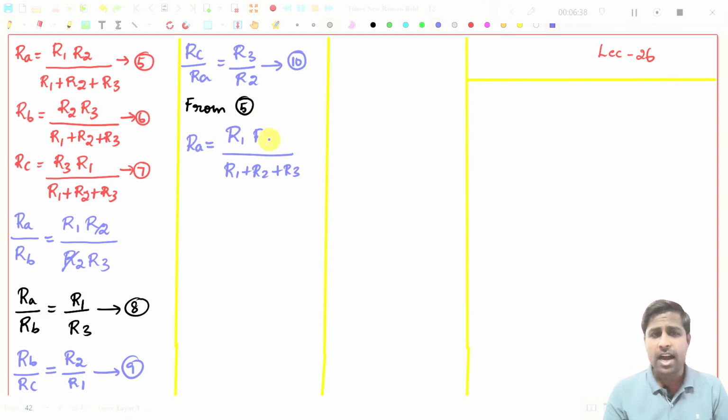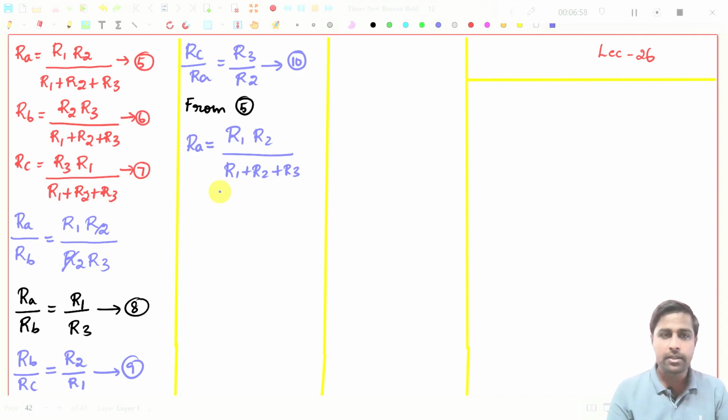See, I will keep this R1 as it is, and RA is already here, because I need R1 in terms of RA, RB, RC. So I will keep R1 as it is, but instead of R2, R3, I have to substitute some values. Then what are those values? I will tell you.